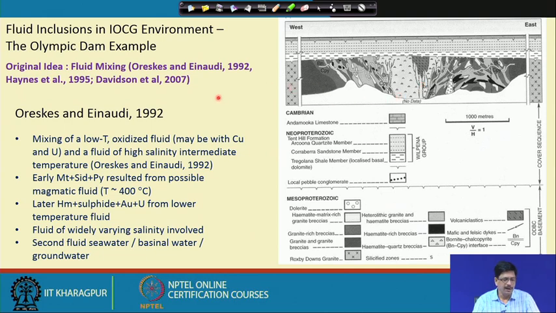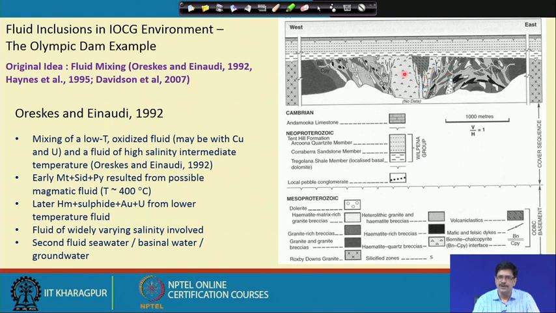If we look at the fluid inclusion characteristics, which was first studied by Oreskes and Einaudi and published in 1992, what is interesting is that these breccias do have initially magnetite as well as hematite, and the magnetite-hematite coating on this breccia zone, which could be the basement sedimentary rock or the granite material itself.